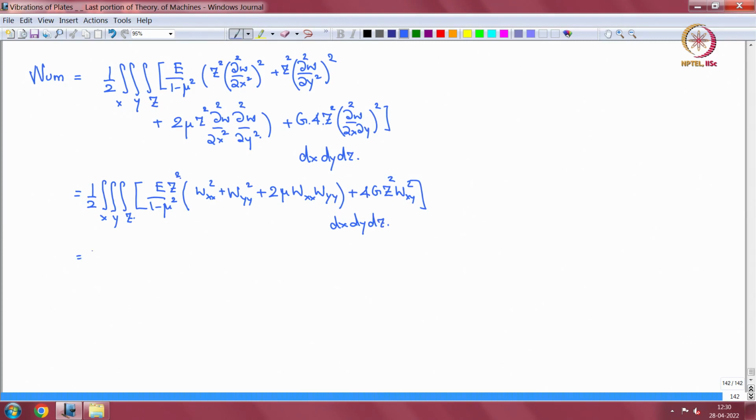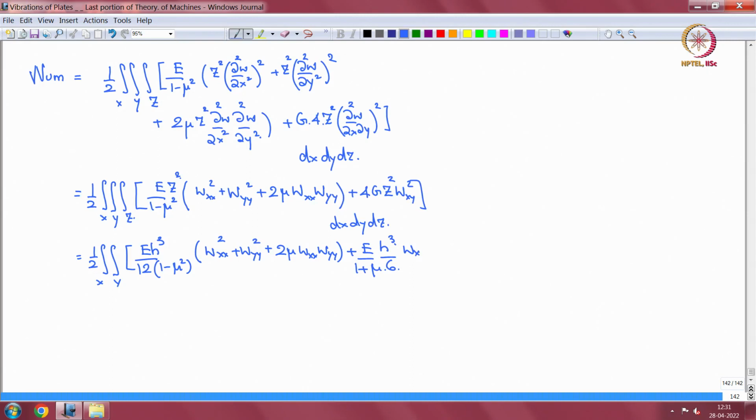So this gives me half integral x integral y of E h cube by 12 (1 minus mu squared) times wxx squared plus wyy squared plus twice mu wxx wyy, plus E by 1 plus mu, h cube by 6, wxy squared, dx dy.